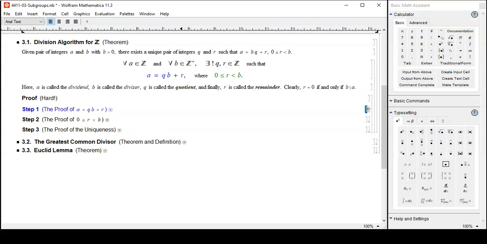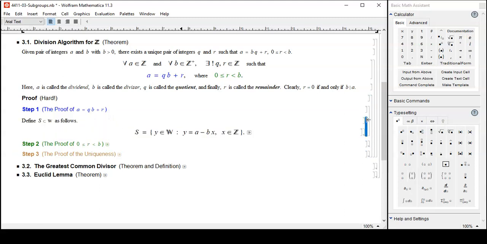Step 1, we're going to define q and r appropriately so that we have the first half of the conclusion with an additional property. Step 2, we'll use that additional property to prove the second half of the conclusion, r is greater than or equal to 0 but strictly less than b. And then we're going to prove the uniqueness as a separate new problem. That's the plan. Okay, let's begin step 1.